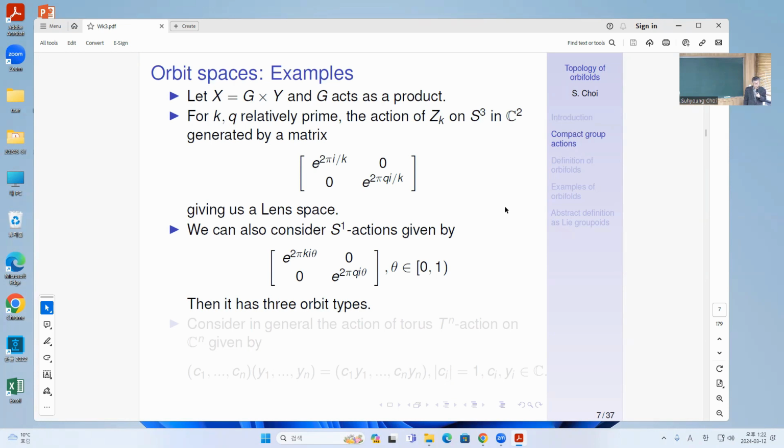That's important, because it will have a different stabilizer for these three different types of orbits. There's a circle where the first coordinate is 0, a circle where the second coordinate is 0, and then where both coordinates are not 0. When the first coordinate is 0, it will have a stabilizer which is G_k, and when the second coordinate is 0, it will have a stabilizer G_q.